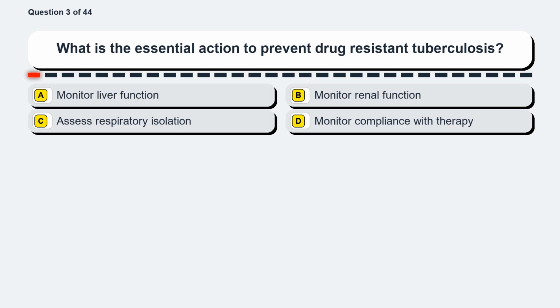Question 3. What is the essential action to prevent drug-resistant tuberculosis? Option A, monitor liver function. Option B, monitor renal function. Option C, assess respiratory isolation. Option D, monitor compliance with therapy.